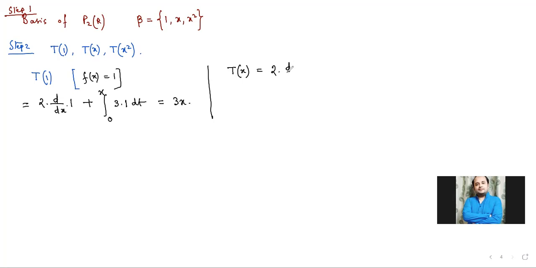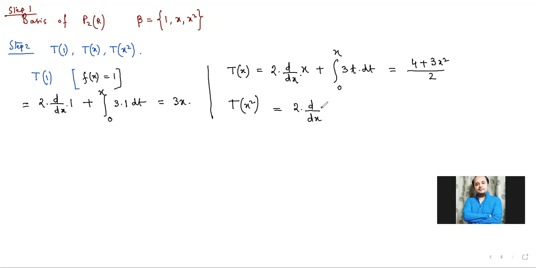Now what will be the image of T of x? It will be 2 into d/dx of x, plus the integral from 0 to x of 3t dt. Now integrate and tell me the value. 2 plus 3x square by 2. Now tell me what is the value of T of x square, which will be 2 into d/dx of x square plus the integral from 0 to x of 3 into t square dt.